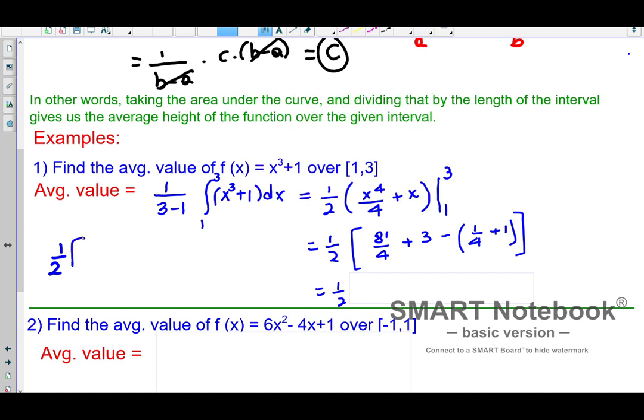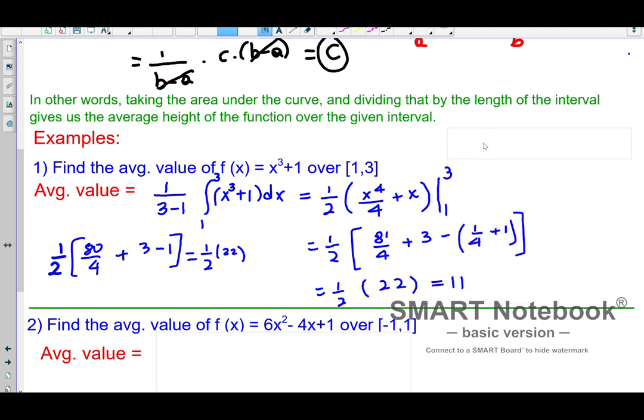Then inside the brackets, we have 81 over 4 minus 1 over 4. That's 80 over 4, and then I have plus 3 minus 1. Notice I'm putting together the ones that are fractions together and the ones that are whole numbers together, and then I'm going to combine them. So 80 over 4 is 20, 3 minus 1 is 2, so I have 22 basically. So I'm getting 1 over 2 times 22, and that gives us our final answer of 11.